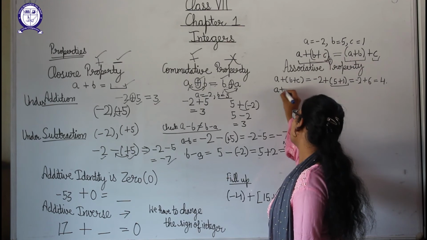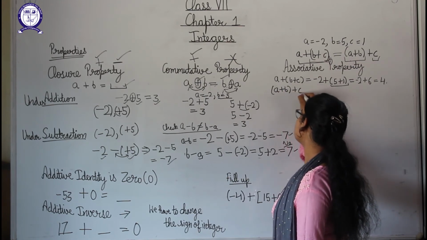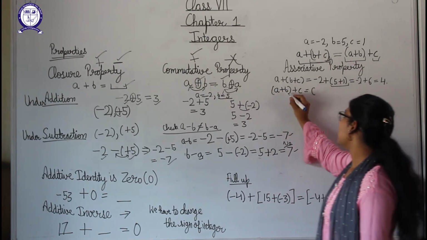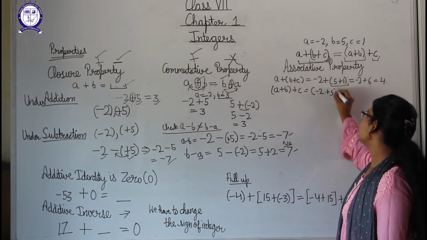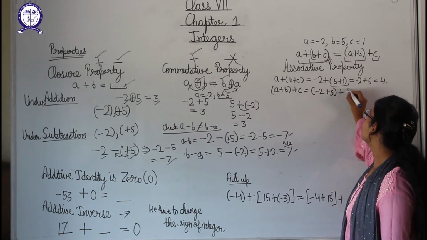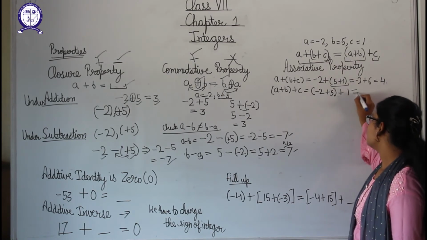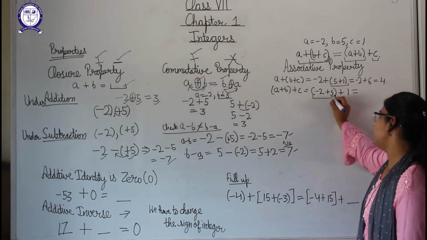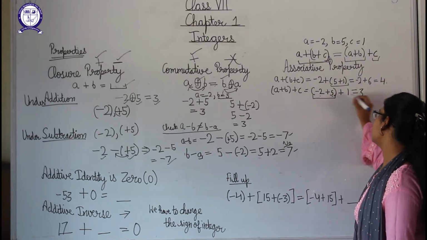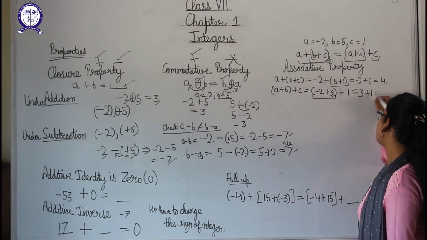What is given here? A plus B plus C, means we have to combine A and B first. So minus 2 is A, we have to add, and 5 is here. Then in addition, what is the value of C? 1. Now students, we will solve these two first. Okay, so 5 minus 2 gives us 3, plus 1. So 3 plus 1 is 4.